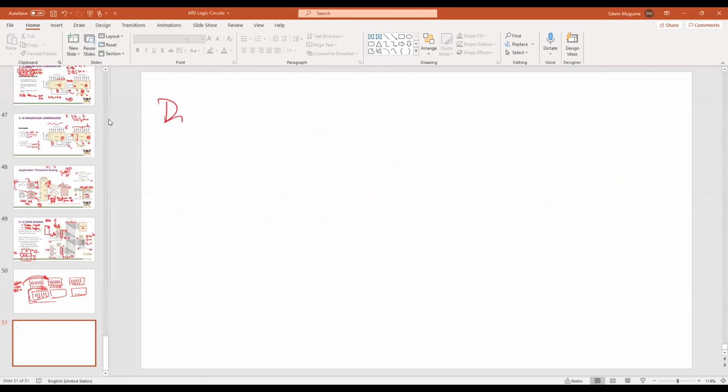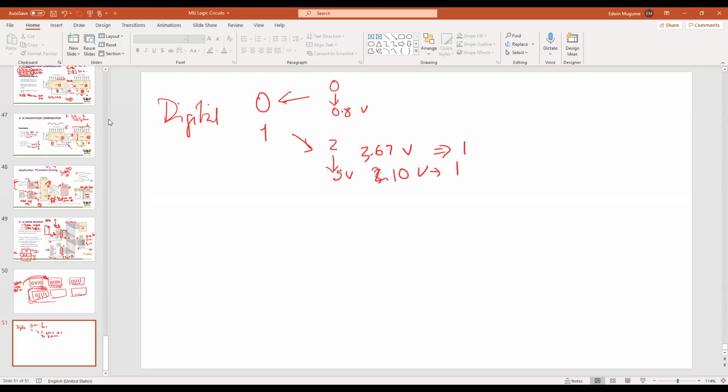We know that digital either is a 0 or a 1 or tri-state, but for now let us leave the tri-state out. We usually ignore it until we need to use it. Now this can be 0 all the way to 0.8 volts, and this can be 2 all the way to 5 volts. That means if I have 3.67 volts, that is bit 1. If I have 2.10 volts, that is bit 1. If I have 0.1, that is bit 0. If I have 0.7, that's bit 0.